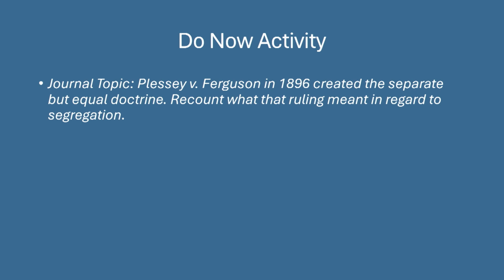All right, do now activity. Take out your journals, write down the topic. Plessy v. Ferguson, 1896, created the separate but equal doctrine. Recount what that ruling meant in regard to segregation. Go ahead, see if you can remember what Plessy did, and we'll be back in a few minutes to verify what you should have gotten.